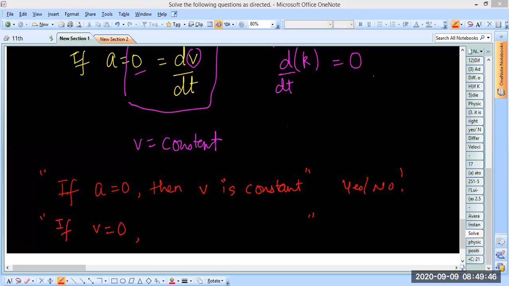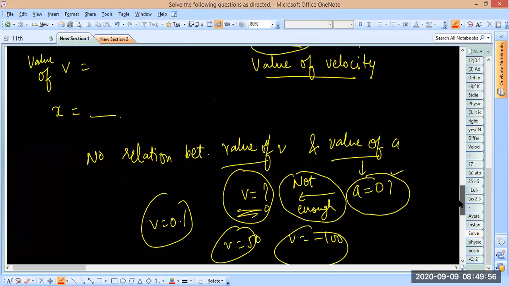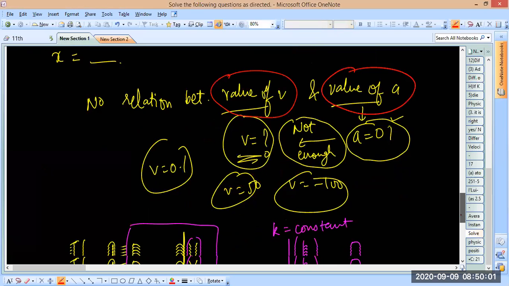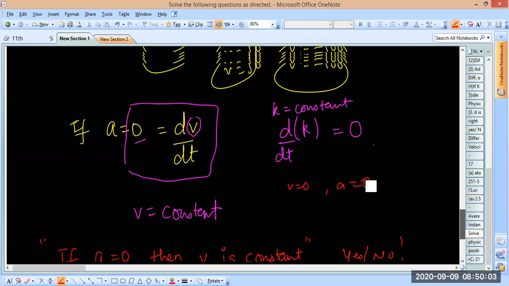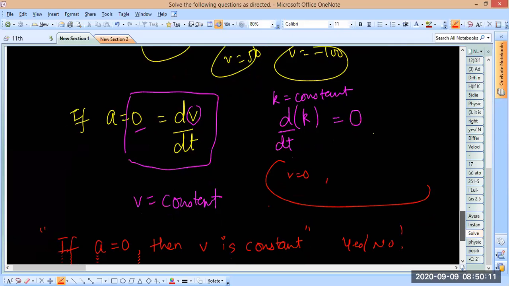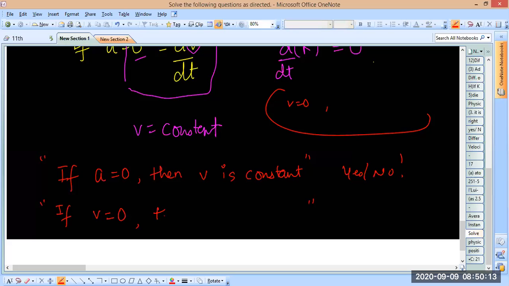displacement or position. Some of you are saying that if V is 0, A is 0. That doesn't follow. Why? Same thing I told you about here. There is no relation between value of V and value of A. If V is 0, then A may be 100 also, no problem, it's possible. So without any other information, you cannot say that A is 0.